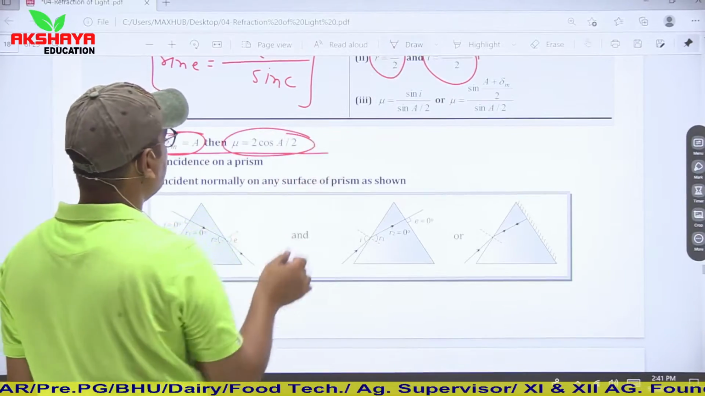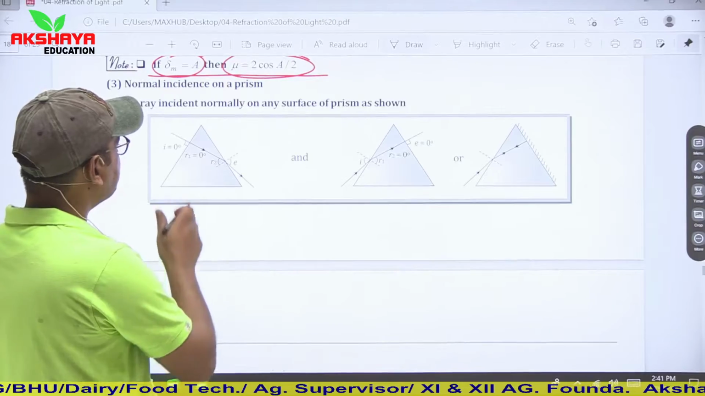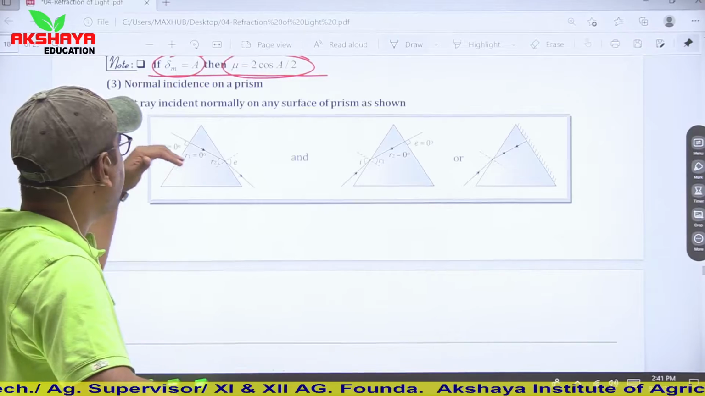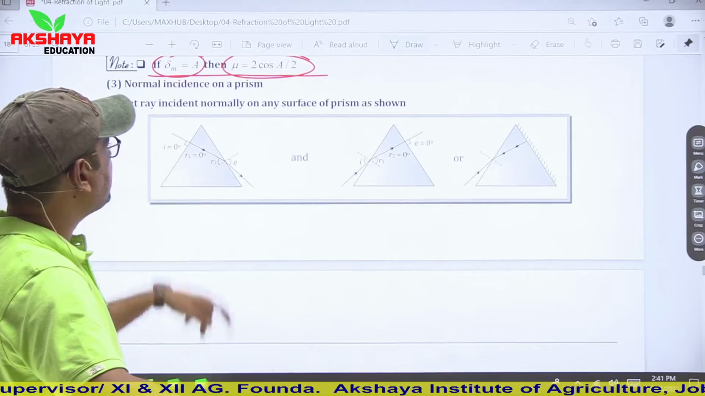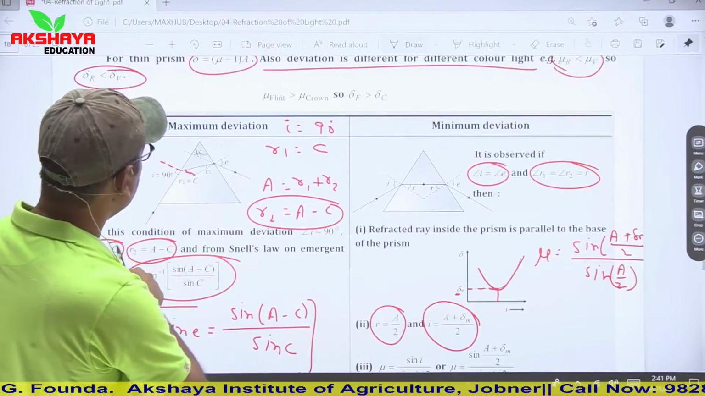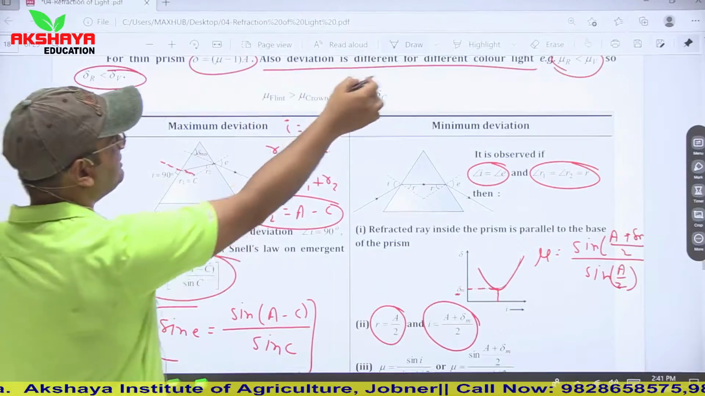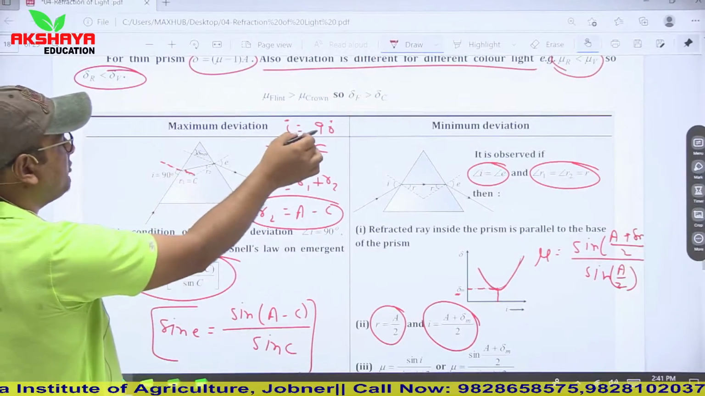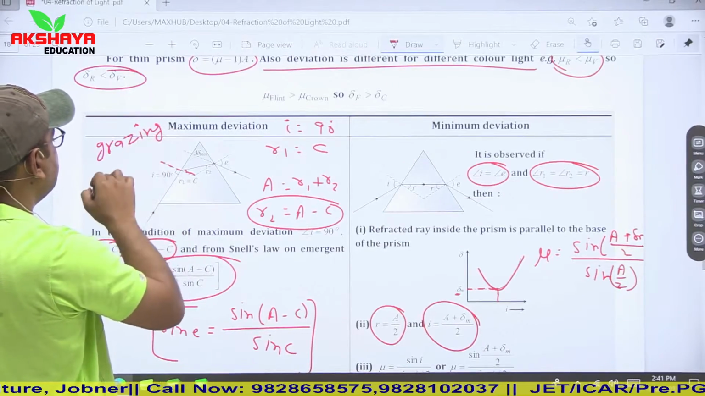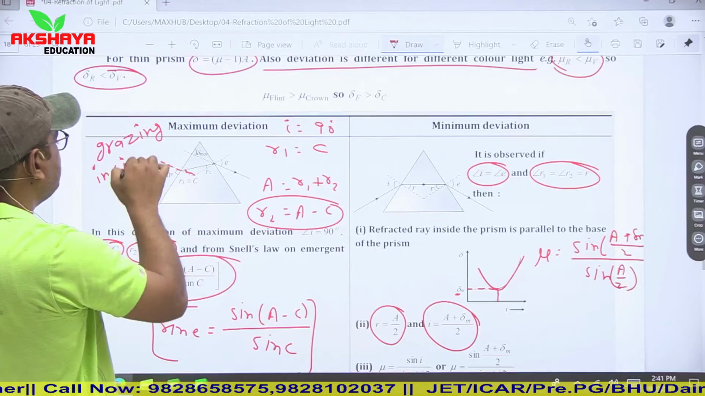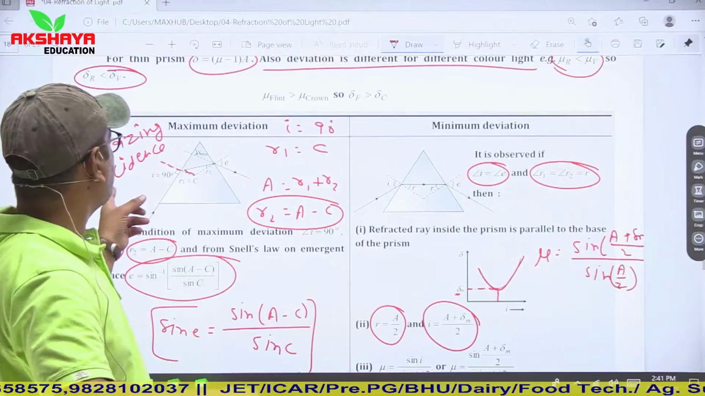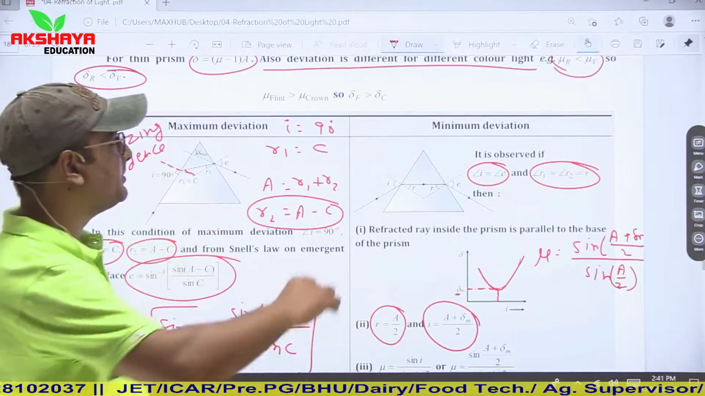Now see normal incidence on a prism. So, the case of normal incidence. If it is normally incident, then in normal incidence angle I becomes 0. Sorry students, in this case I was explaining about I equal to 90 degrees, which means grazing incidence. Grazing incidence means along the surface. In grazing incidence, deviation will be maximum.